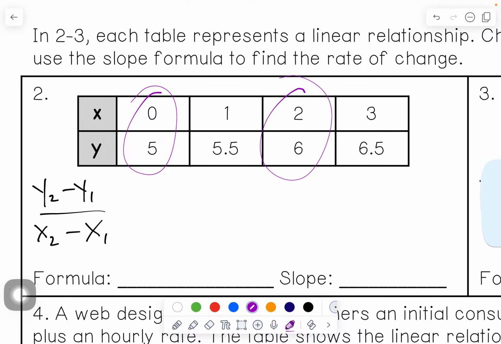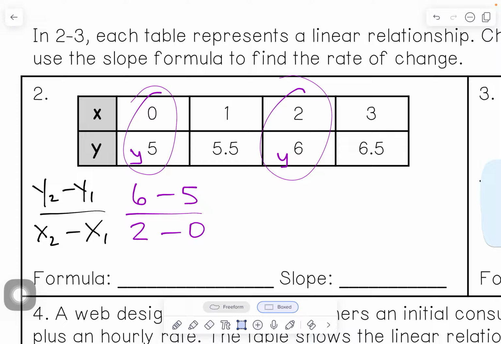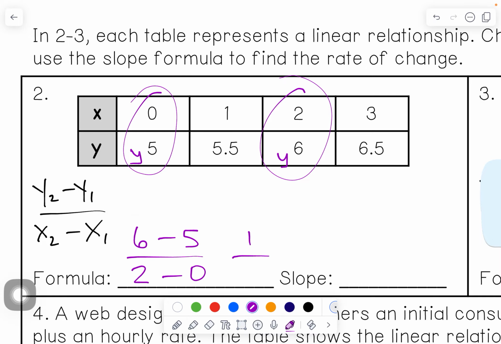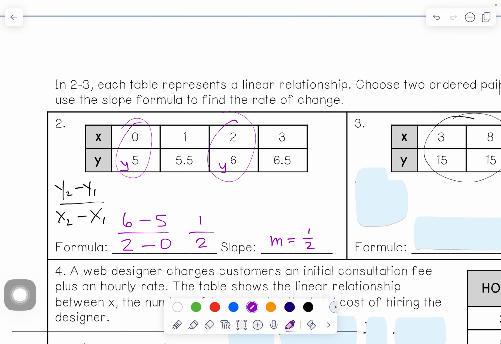Okay, so I'm going to have 6 minus 5 for my y values, right? Here's a y, here's a y. And then I'm going to have 2 minus 0 for my x values. All right, so that's my formula, right? Okay, so 6 minus 5 is 1. 2 minus 0 is 2. It looks like my slope ends up being 1/2. All right, try that next problem.